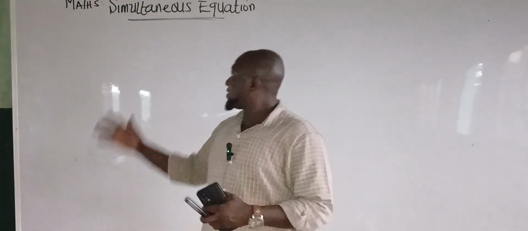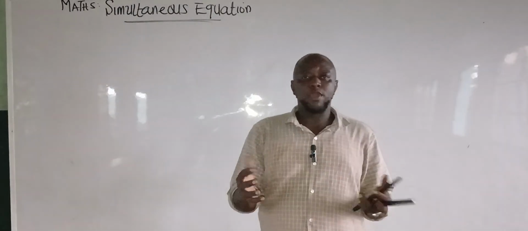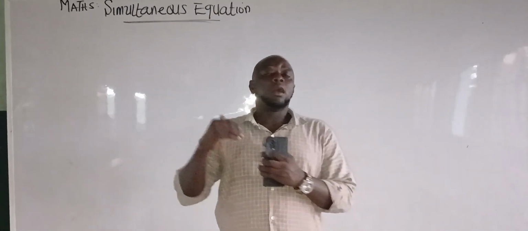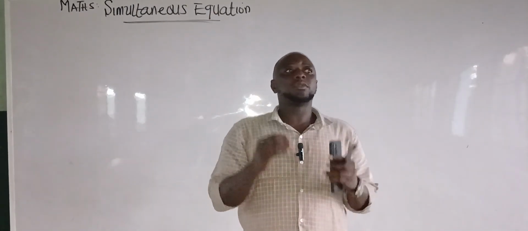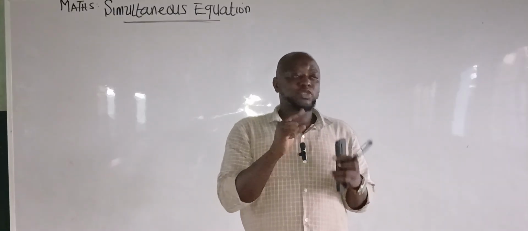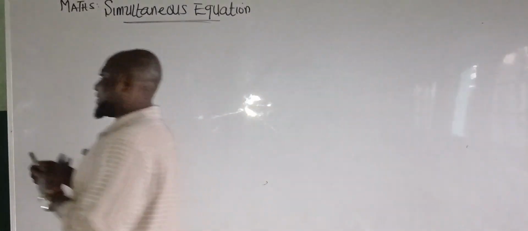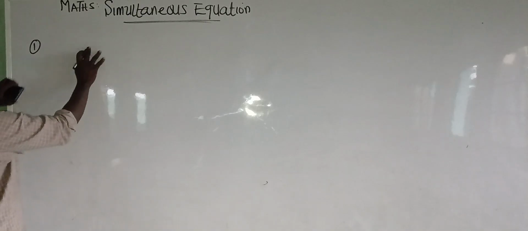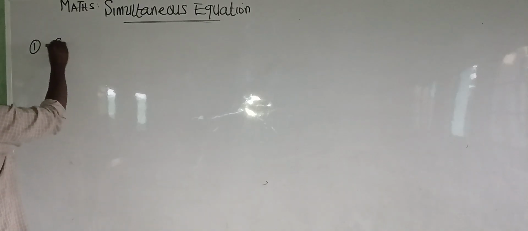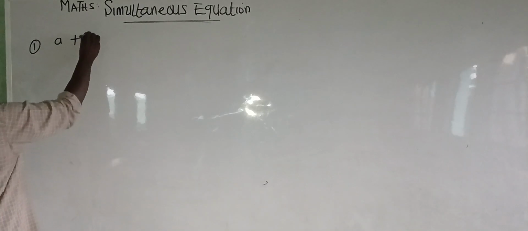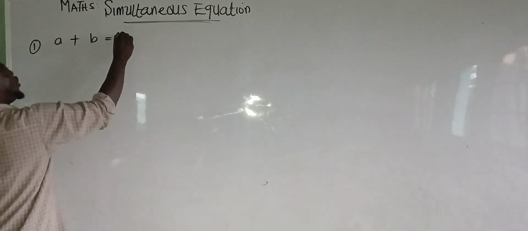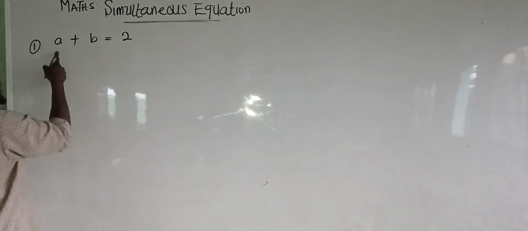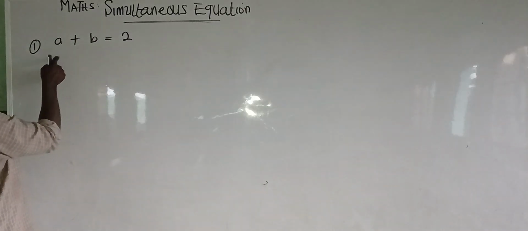All right, let's discuss simultaneous equation. Now, in discussing simultaneous equation, some things are to be noted. First off is that if we have a variable that is a here with another variable that is b and is equal to 2, this a is still what will follow it.